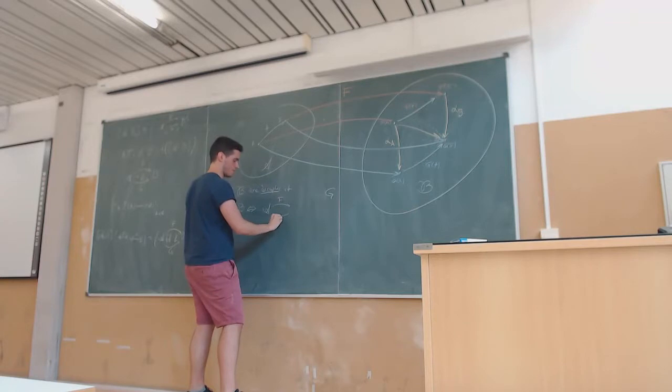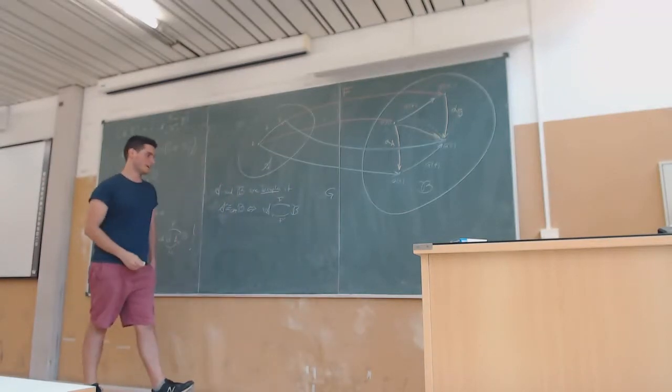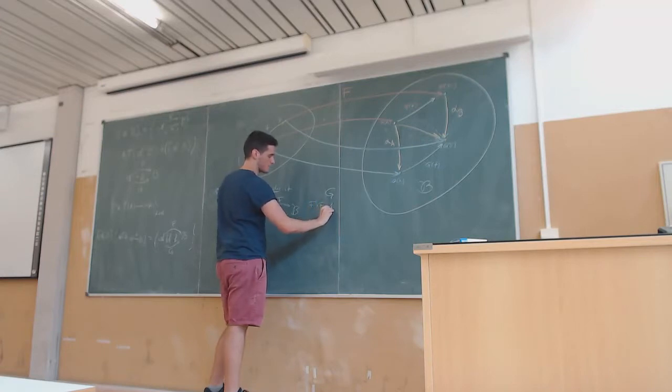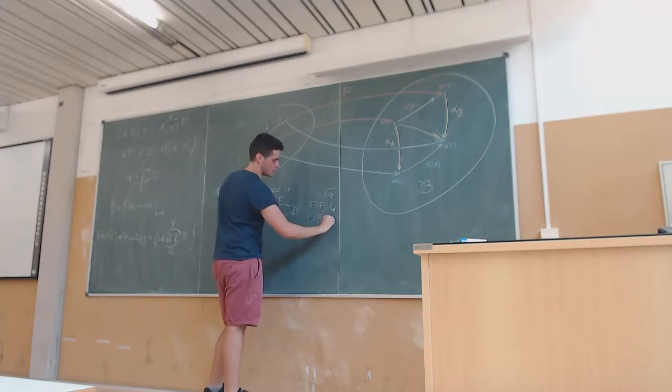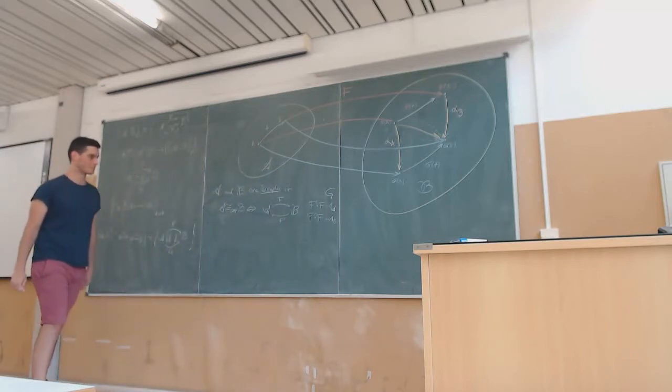F and F dash, between A and B, with the property of isomorphism, which means that F dash composed with F is the identity in the category A. So this is the identity functor. And this is the identity functor.